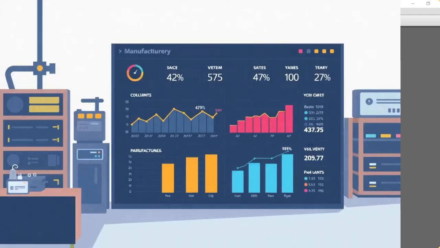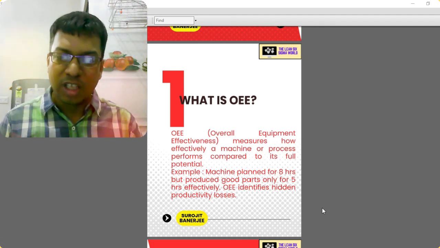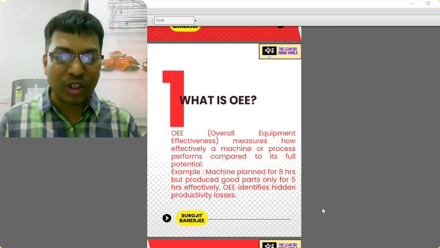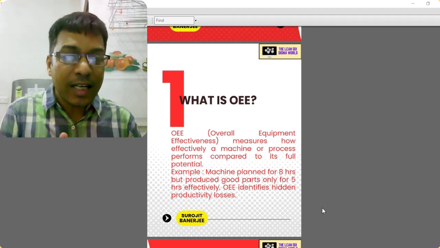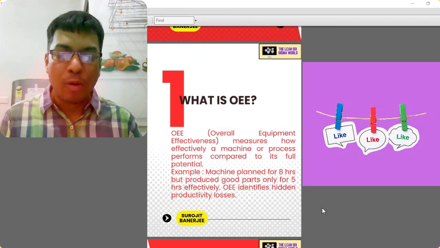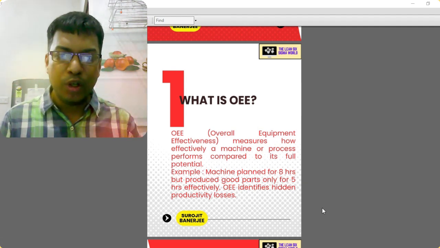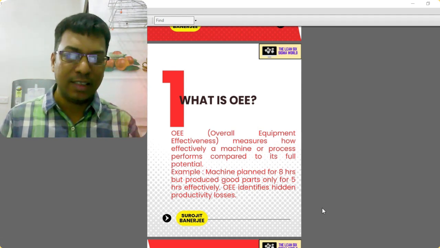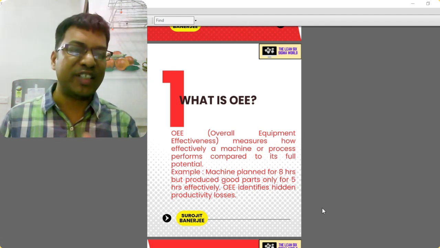So it helps you to find out how well your department is performing compared to its full potential. Now, for an example, if a machine is planned for 8 hours, but it has produced good parts only for 5 hours effectively, then OEE basically identifies the hidden enemies that are involved in your department. It helps to find out why there is loss in productivity. What are the hidden enemies which are restricting you from performing to your full potential? So OEE helps to find out that. So that's why it is a critical key performance indicator for your manufacturing department.